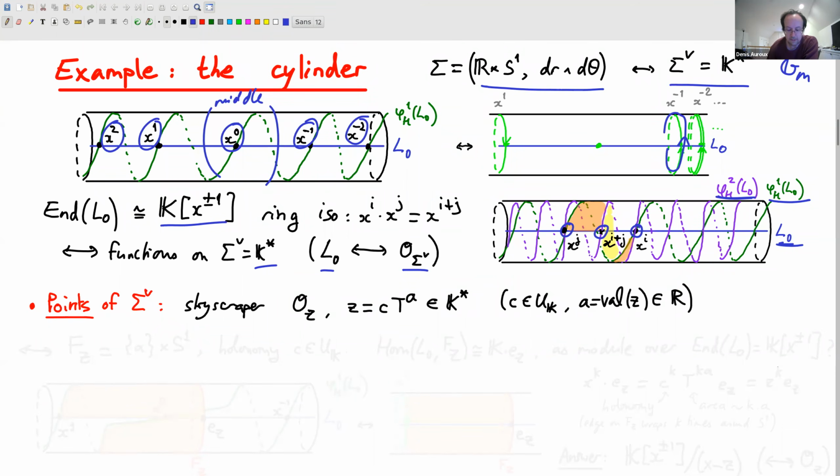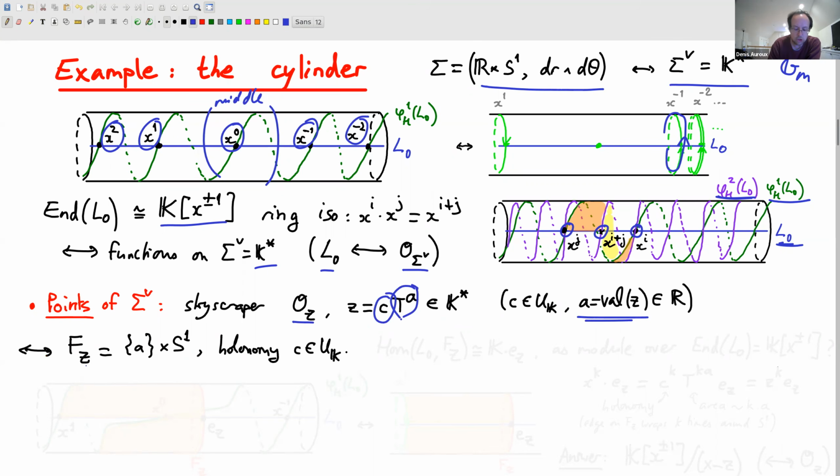And so these will correspond to skyscraper sheaves. So if I can take a point z in K star, I will factor it out for geometric reasons as something of valuation 0 times a pure power of t. So I want to factor out basically the leading order term and leave the rest as a factor.